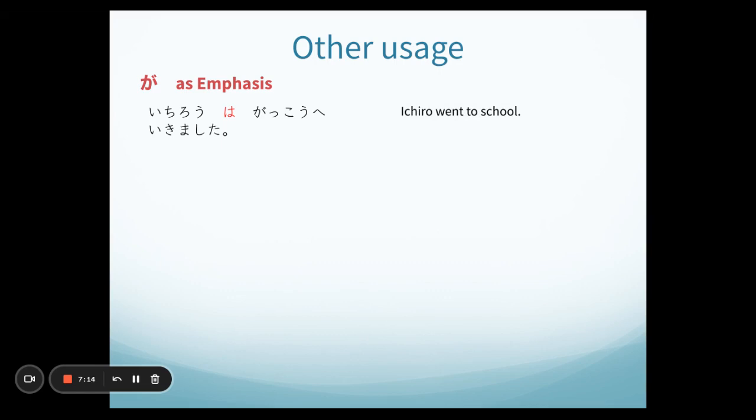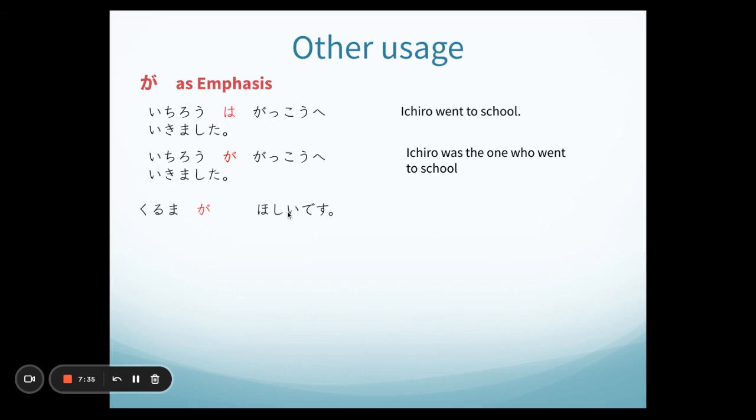イチローは学校へ行きました. Ichiro went to school. So this is the topic of Ichiro, talking about Ichiro's life. But you want to know who it is that went to school. Ichiro was the one who went to school. You see the difference?